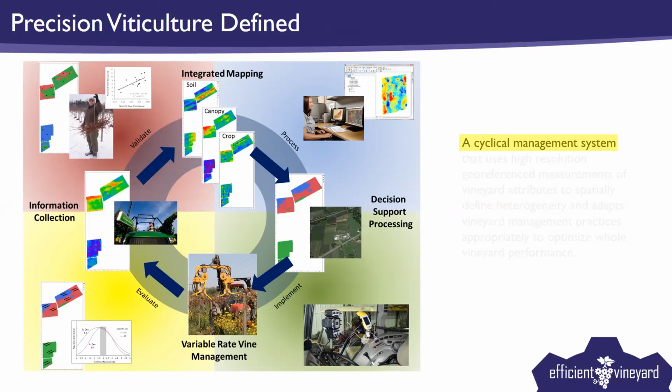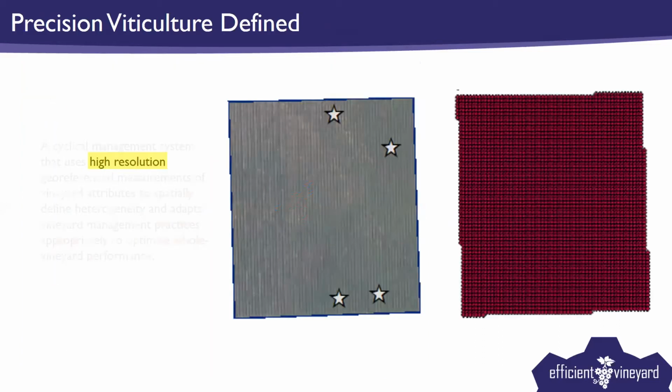Then we're going to evaluate, how do we do? Did we like our decision? Did we get the results that we want? Or maybe we're gonna have to regroup and come back next year and start the whole thing over again. Measure, manage, evaluate. Okay, so a cyclical management system that uses high resolution.